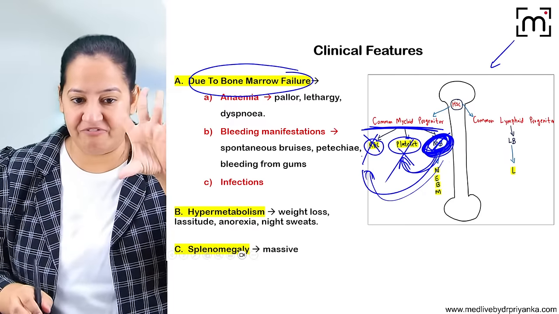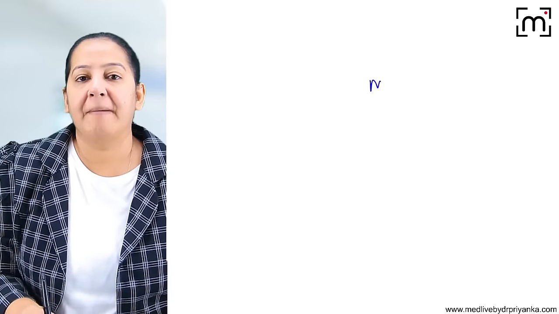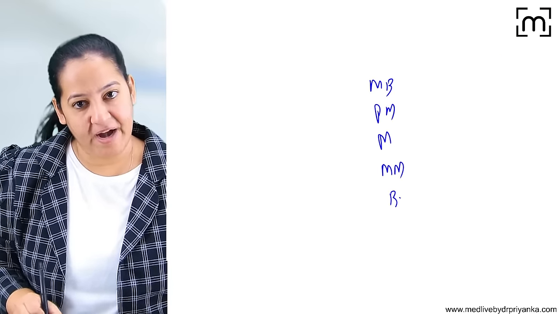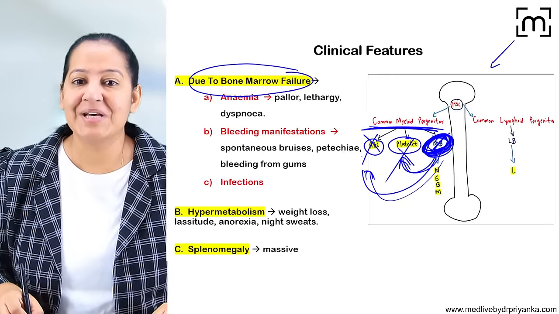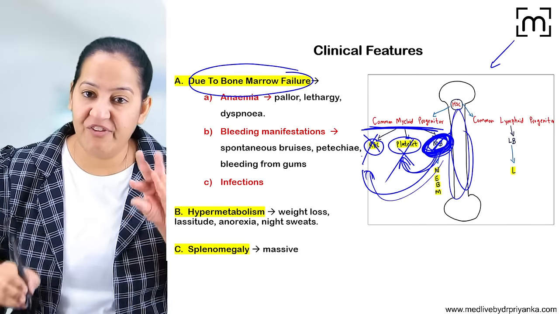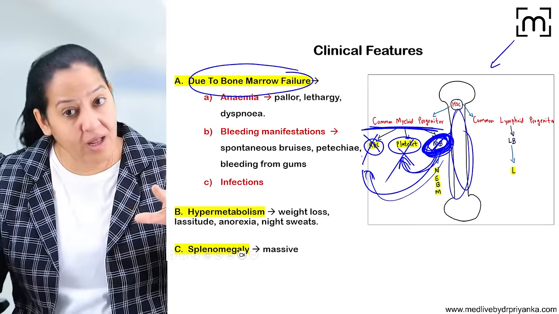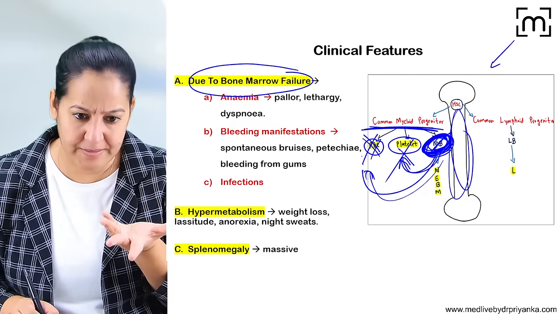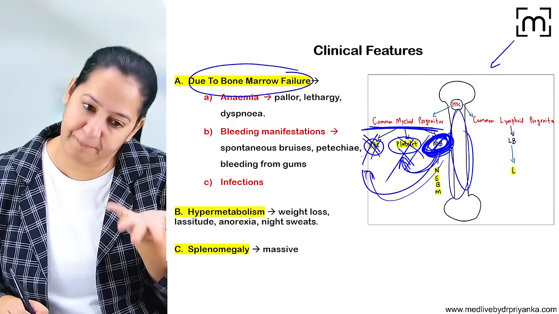Myeloblast and their precursors, the five cells. Which five cells? Myeloblast, promyelocyte, myelocyte, metamyelocyte, and band form. They are doing uncontrolled mitosis. So the complete marrow is filled with these five cells, and all other cells are replaced. So no RBCs are formed or very few RBCs are formed. No platelets are formed or very few platelets.